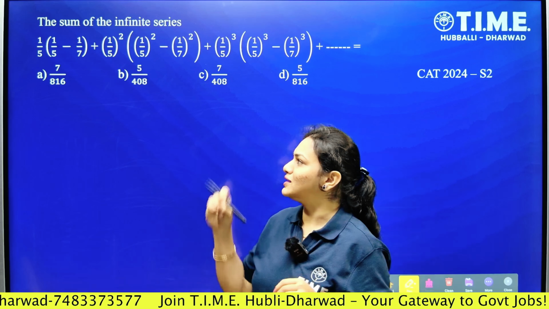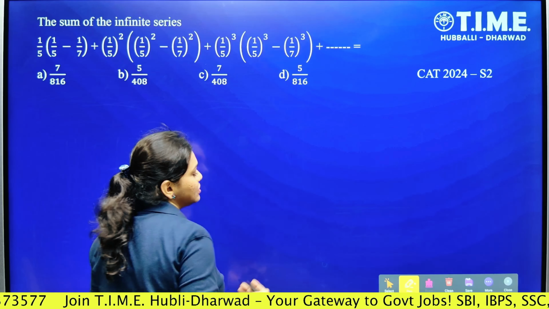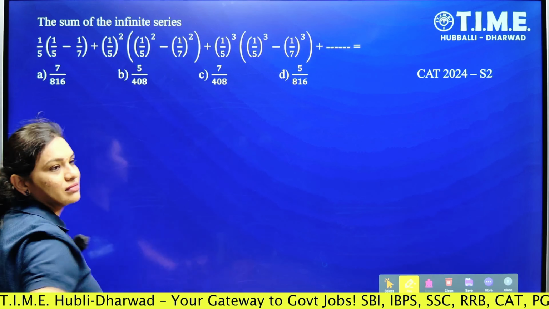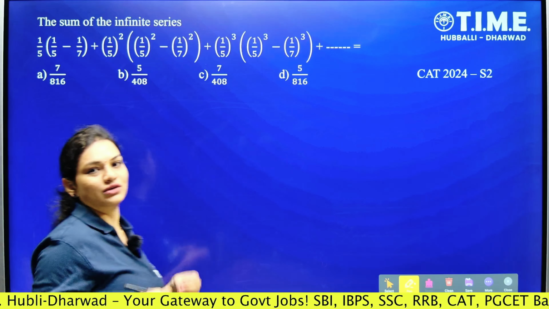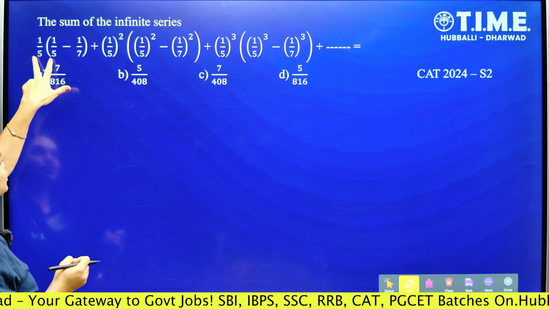He has not mentioned whether it is an AP or a GP, so try to understand this way. Can I simplify these entire terms? Then we will get some pattern over there. So what I'll do is I'll multiply these two first.